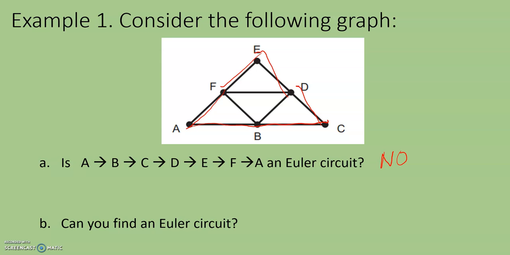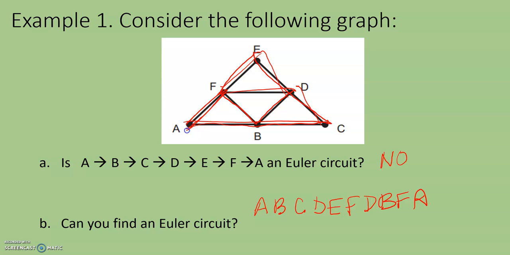Can you find an Euler circuit? I'm going to start at A, B, C, D, E, F. Gets me around this way. I want to use the inside stuff now, so I'm going to go D, B, F, and back to A. I used each edge only once. Yes, I found an Euler circuit.